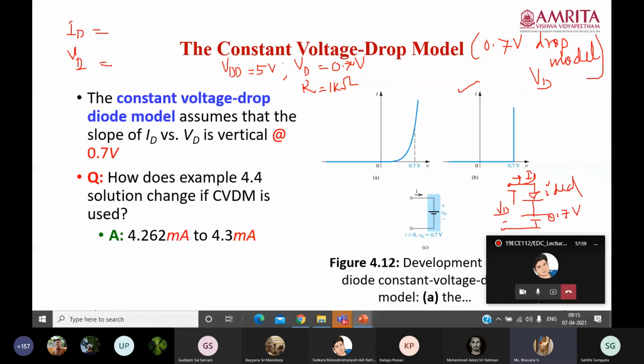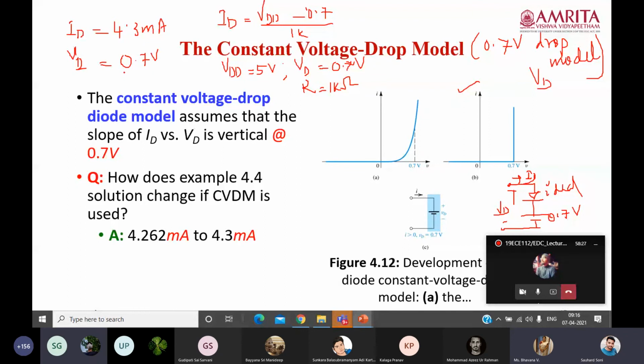VD, without calculation you can tell. What will be VD? Constant voltage drop model. 4.3 milliamperes. Here it will be 4.3 milliamperes. Correct? Because ID is equal to VDD minus 0.7 divided by 1K. So 4.3 milliamps. What about VD? 0.7. Absolutely right. 0.7 volt, because it is a constant value.